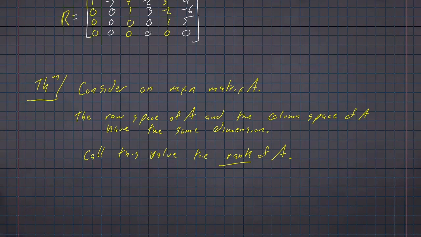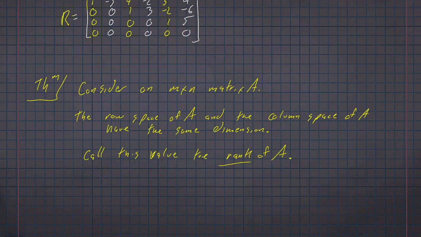Consider an m by n matrix A. Based on what we just saw, it must be the case that the row space and the column space have the same dimension. That falls directly out of our theorem that we just used. We take the matrix, we turn it to row echelon form, we identify all of the leading ones. The rows with those leading ones form the basis for the row space. The columns with those leading ones form the basis for the column space.